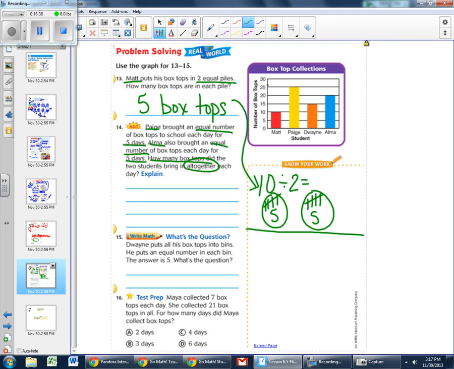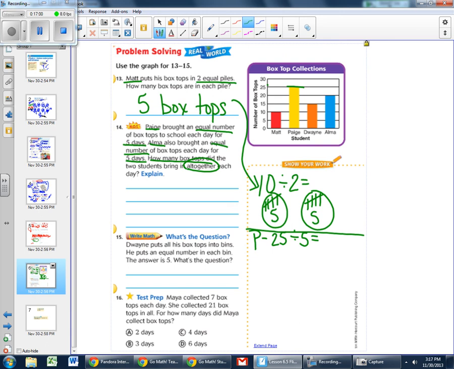Okay, so I need to look at how many Paige brought. Paige brought in a total of 25. I'm just going to write a P for Paige and write 25. So she brought that many in for 5 days. So 25 divided by 5.